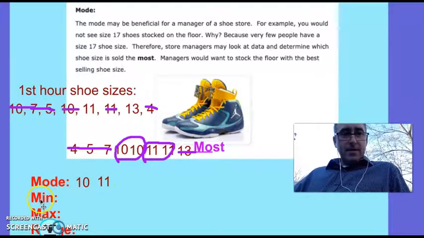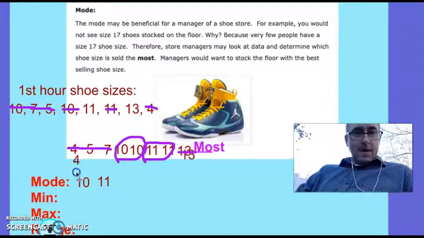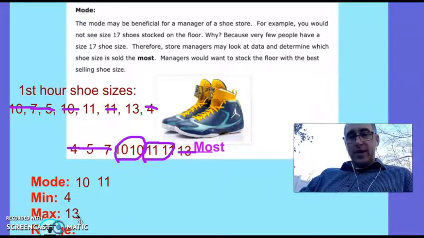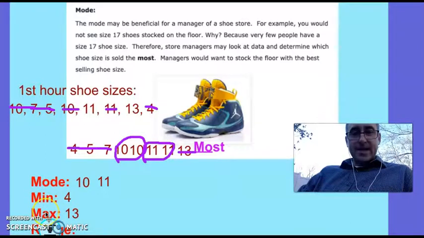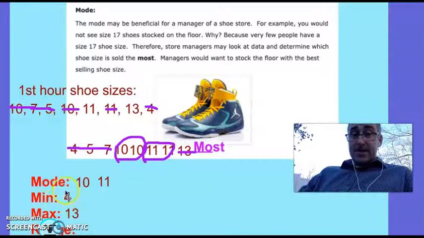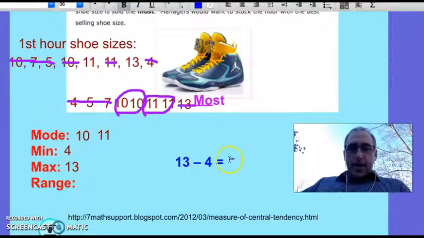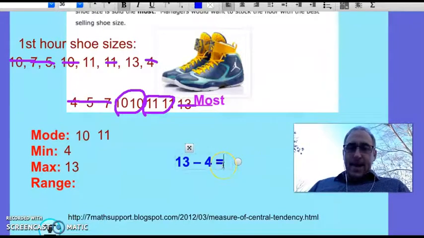Now what's our minimum number? Our minimum is 4. Our maximum is 13. Now be careful when you calculate range. It's not always first minus second. Range is going to be maximum minus minimum. So 13 minus 4. Put that into your calculator, please. For range, I got 9.